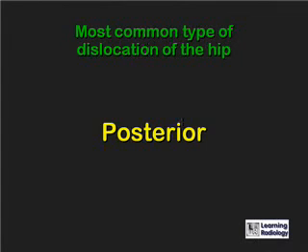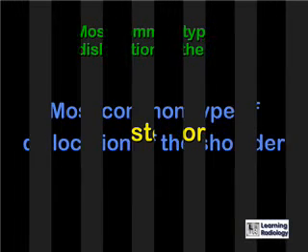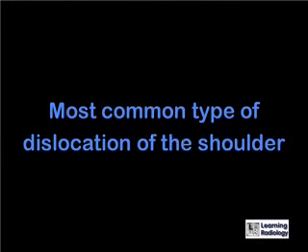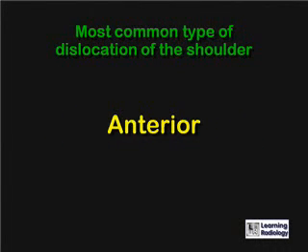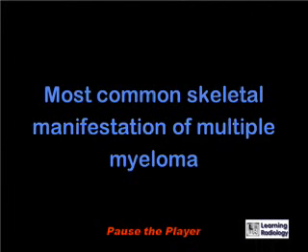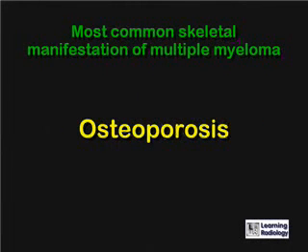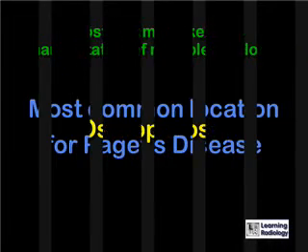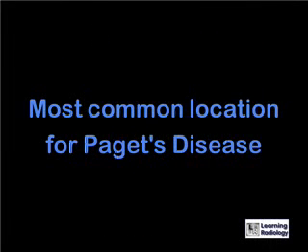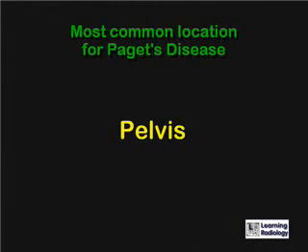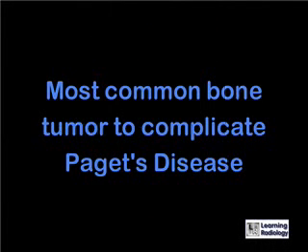A posterior dislocation. What is the most common type of dislocation of the shoulder? An anterior dislocation. What is the most common skeletal manifestation of multiple myeloma? Generalized osteoporosis. What is the most common location for Paget's disease? The pelvis. What is the most common bone tumor to complicate Paget's disease?